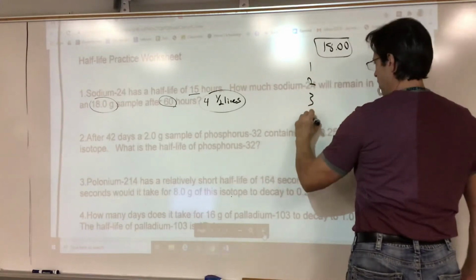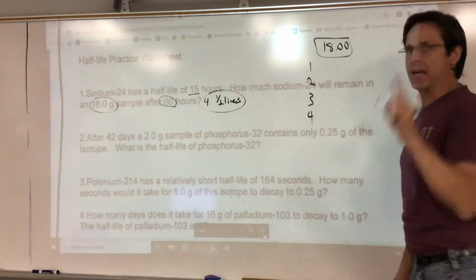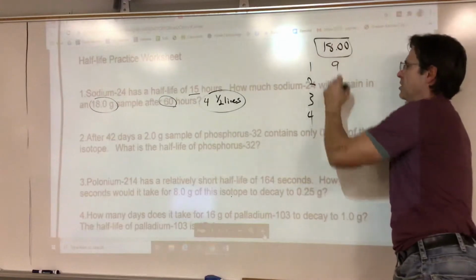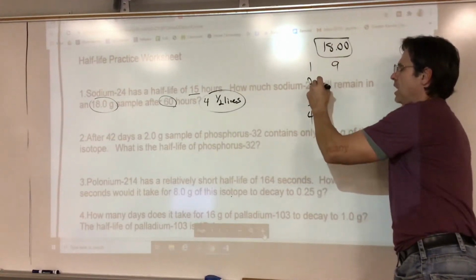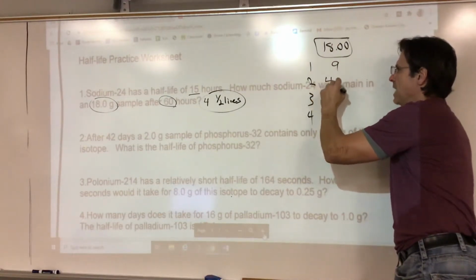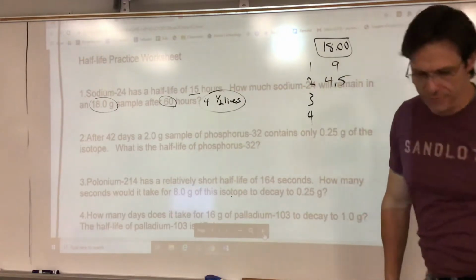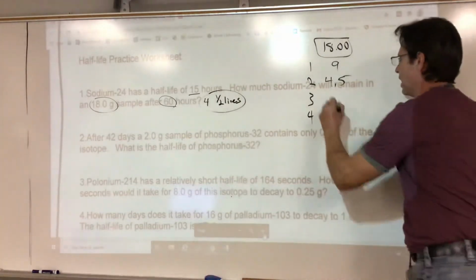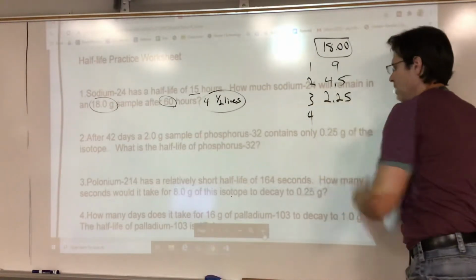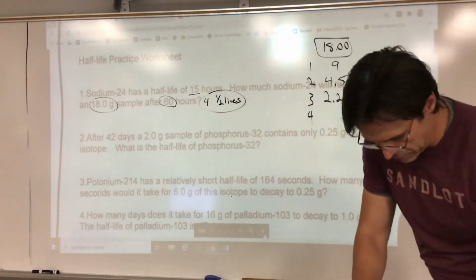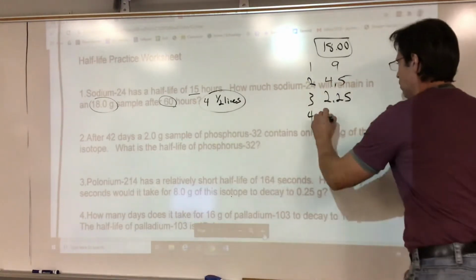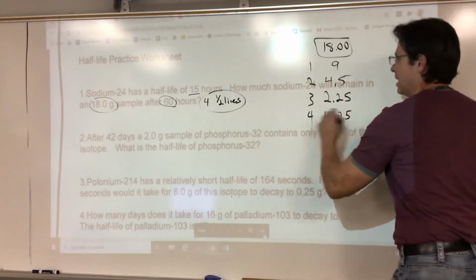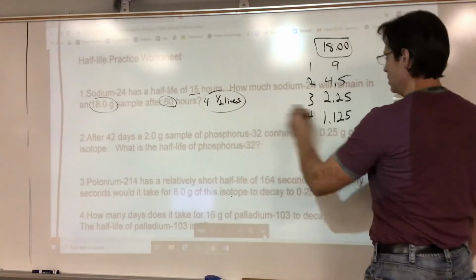1, 2, 3, 4. All right, 1 half-life goes to 9. 2 half-lives goes to 4.5. 3 half-lives, 4.5 divided by 2, yeah, 2.25. I didn't want to mess it up. And one more time, divided by 2 for the 4th half-life gives me an answer of 1.125. It said in grams. Yep.